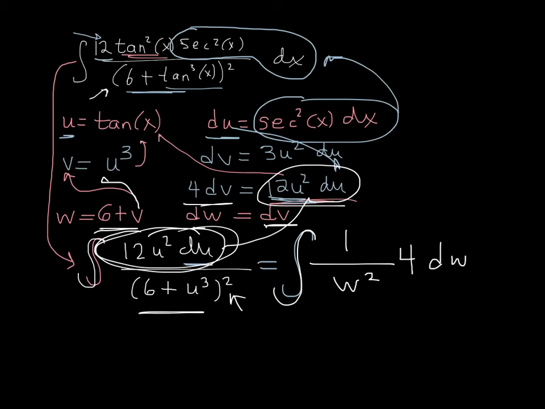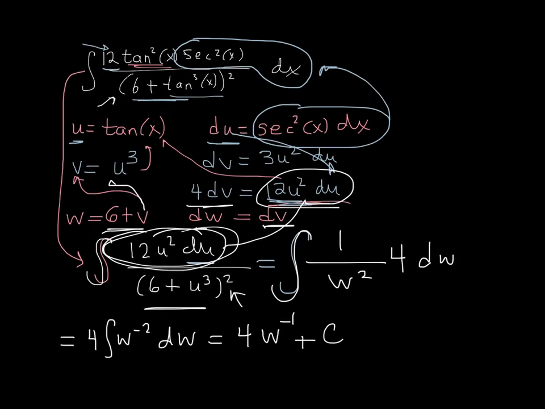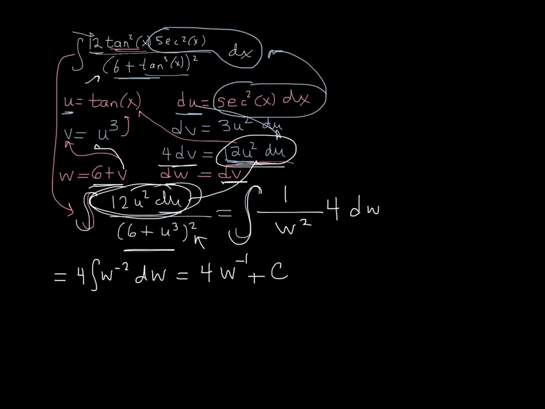Alright, so this is probably the hardest part, figuring out what you plug in where, because now you're pretty much home free. This equals the 4 out front. I can write that as w to the negative 2 dw, which equals 4 times w to the negative 1, right? I just took the antiderivative, plus c, which equals the same thing as 4 over w plus c.